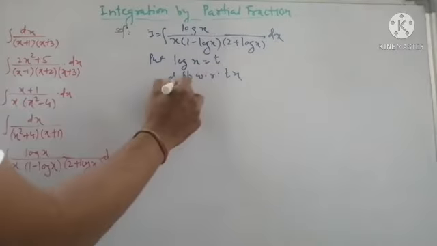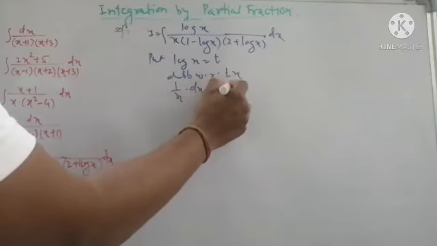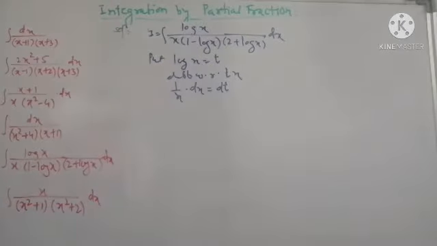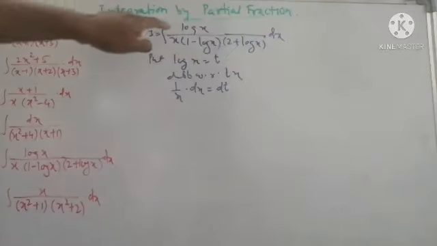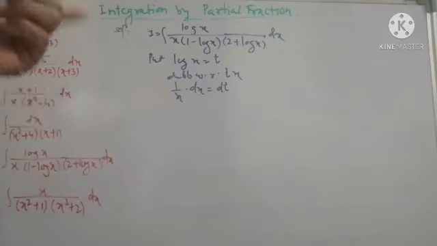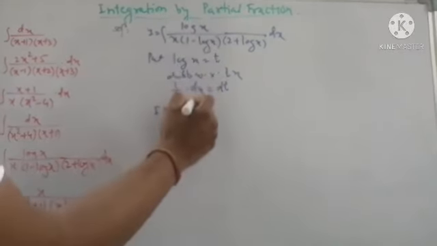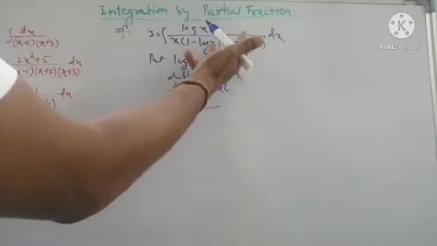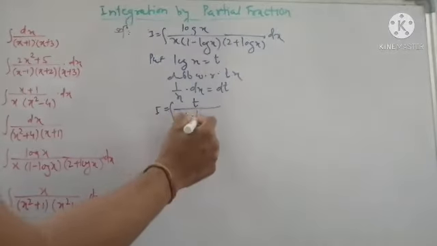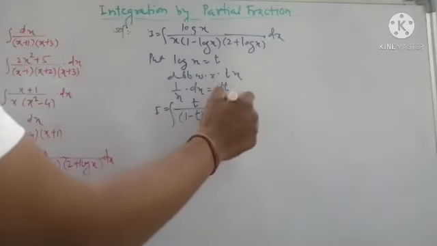The derivative of log x is 1 upon x into dx, and the derivative of t is dt. Now you can observe in the integral that dx has a multiplier 1 upon x, so we can easily substitute it, and log x is substituted in terms of t. So I will become, as log x is in the numerator, t in the numerator, and in the denominator the terms of log x are in product in brackets. In the first bracket we get 1 minus t, in the second bracket we get 2 plus t, and 1 upon x dx is dt.